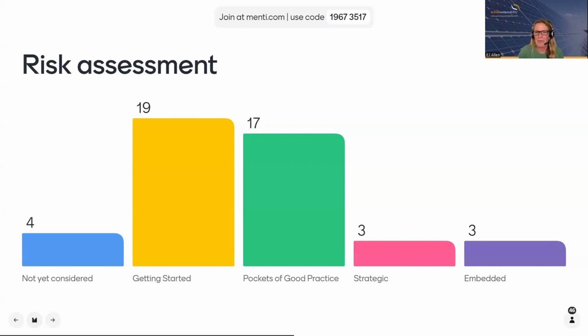At embedded level, the results of the risk assessment and evaluation determine what actions you take. So at this level, you'd be recording the risks and reporting against them, and that would inform future due diligence activities. Okay, great. That's great to see that there's 3 of you at embedded, quite a few at strategic. So that's really promising to see.